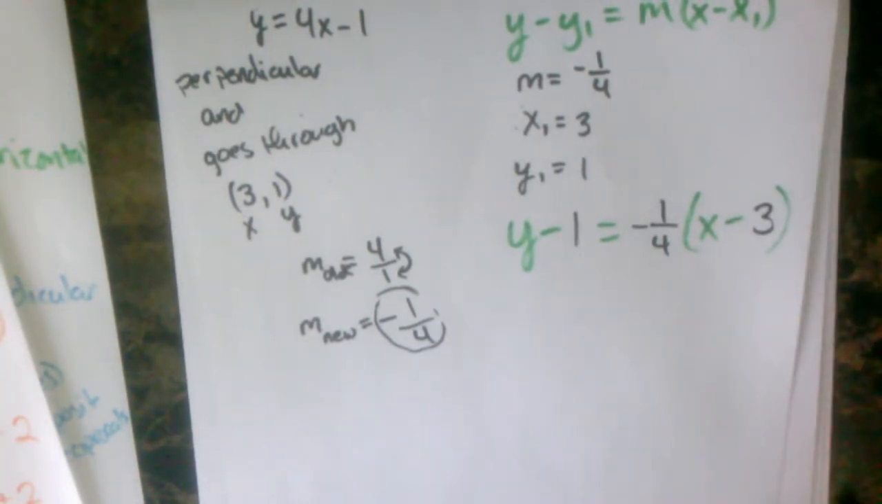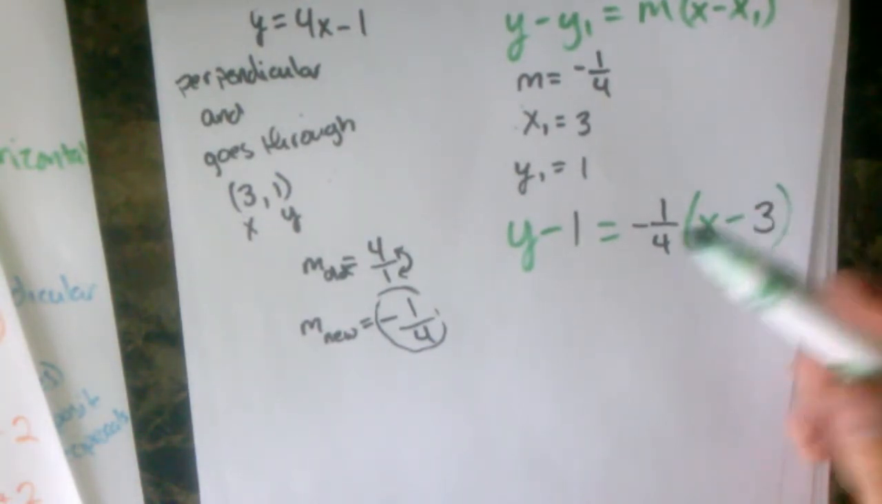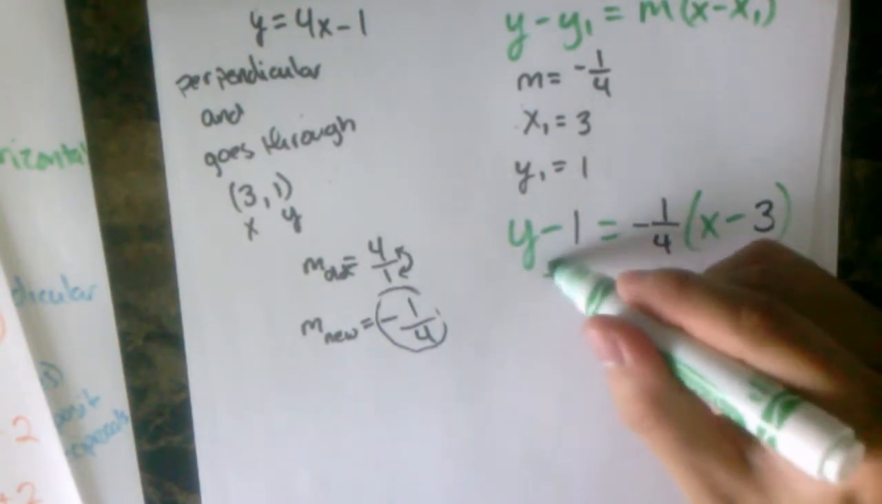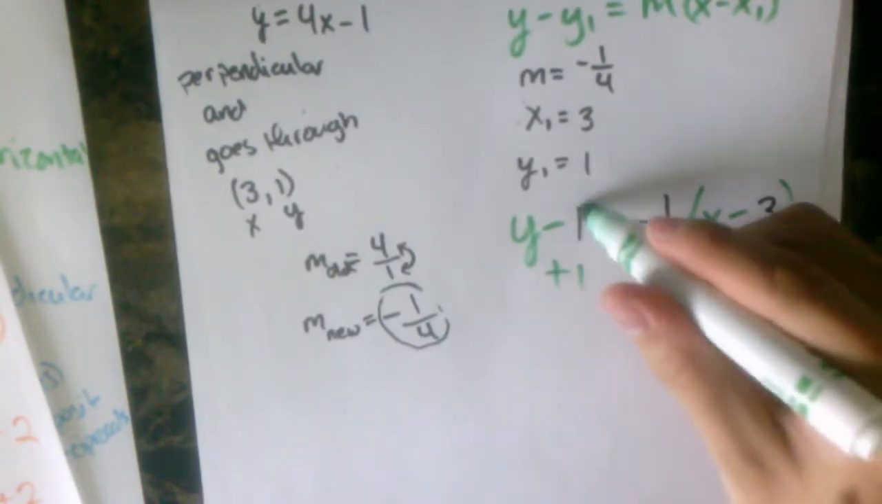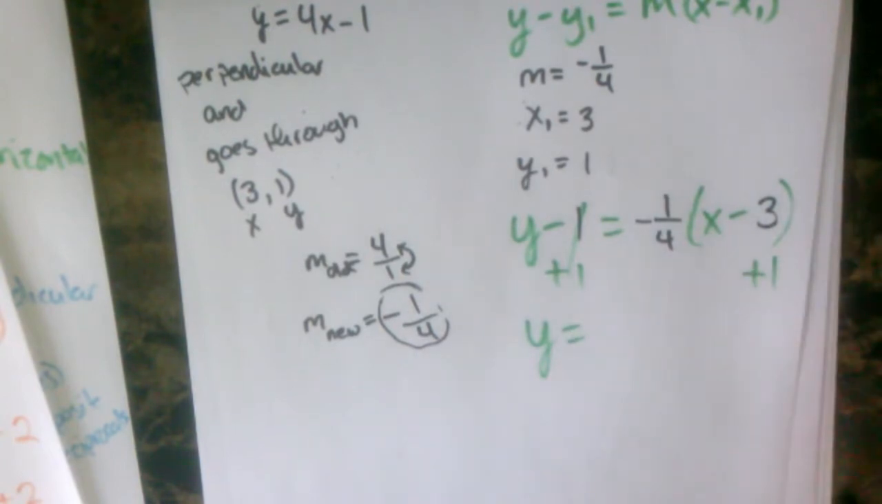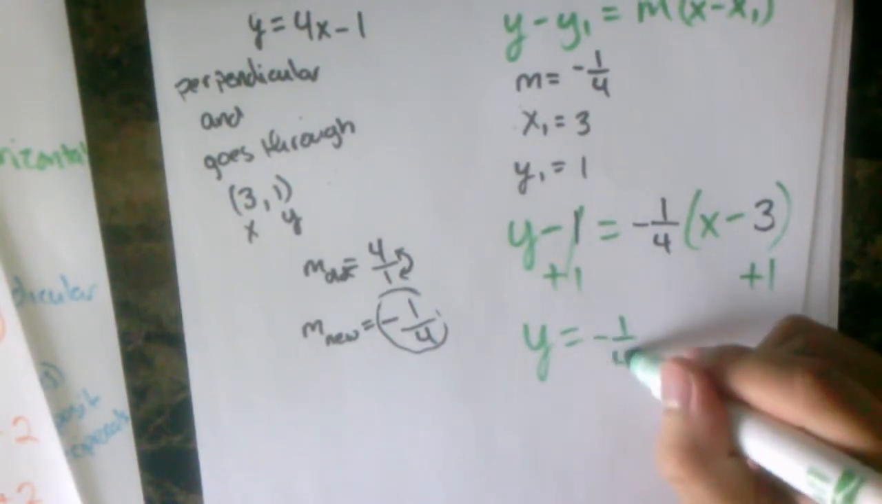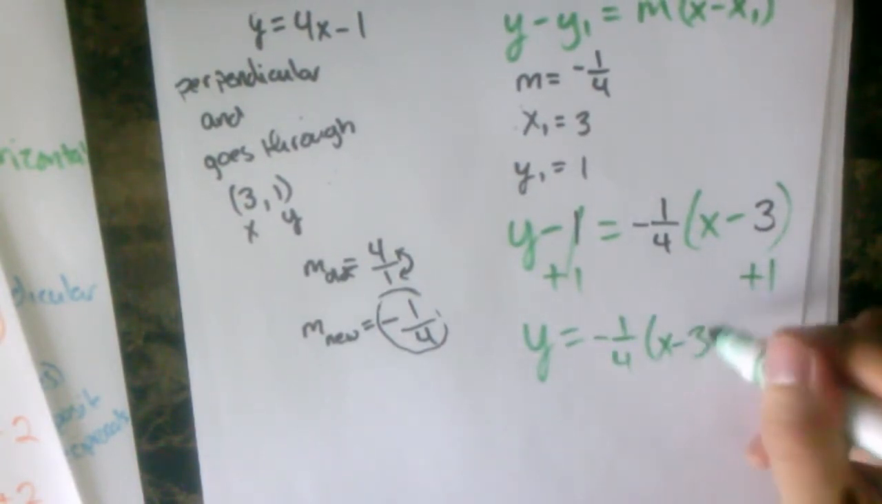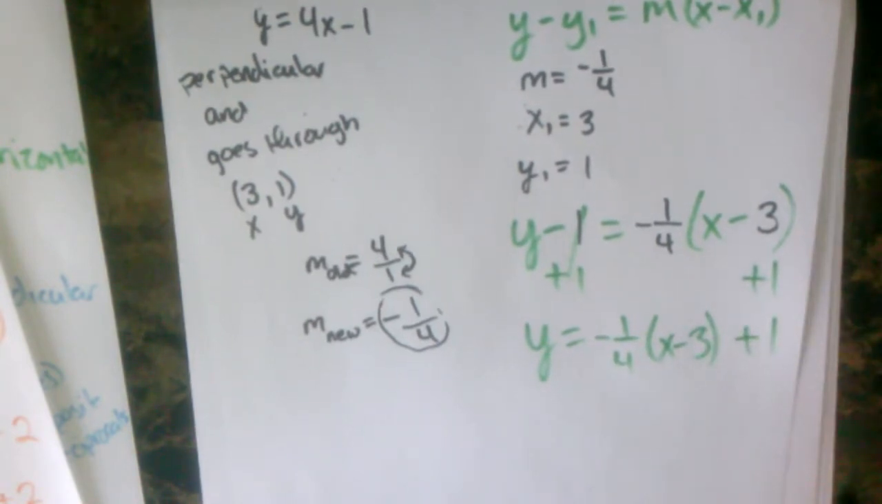Almost done, almost done. All we're going to do now is the same thing as last time. Add your 1 to both sides. So add 1, add 1. You'll get y all alone. And then you've got your negative 1/4 x minus 3 plus 1. And again, this is still not mx plus b. We're at the same spot as last time.